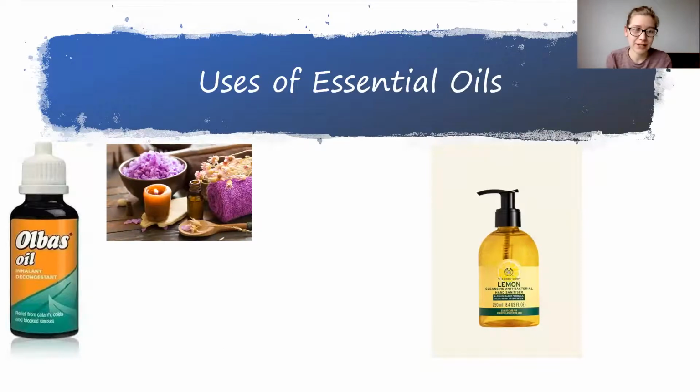Uses of essential oils then. So I've got three examples of places that you might find essential oil in your homes. You might have some Olbas oil. Olbas oil is actually a mix of some different essential oils. You may have them in any aromatherapy product, so you might have some lavender oil to help you sleep, or you may have some rosemary oil to help you relax. You might also find them in hygiene products, like this hand sanitizer contains lemon essential oils.